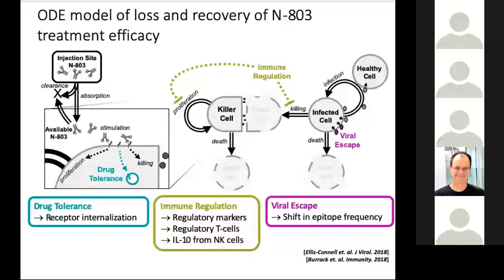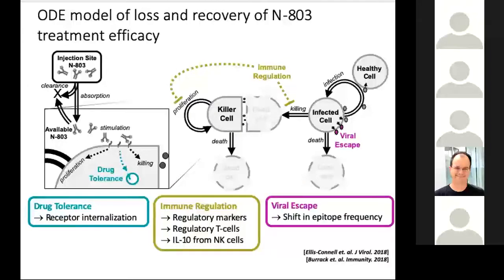And so based on this experimental information, we focus on these three mechanisms, and we call them drug tolerance, immune regulation, and viral escape. So these are the things that we're going to test in our model to see, are these contributing, or can they be contributing to the viral response that we see, and if so, how much?